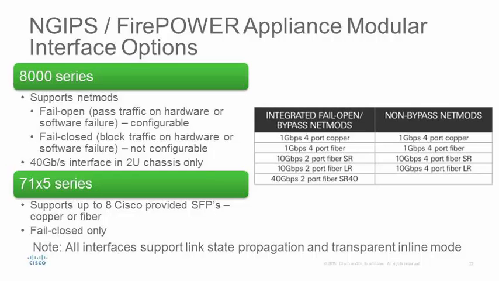The list price is the same, however, so in deployments where any links don't require the configurable bypass capability but do require 10 gigs, you may be able to achieve more desired ports if required for the same price. Netmods of different types may be mixed on a single platform if desired. As noted here, all interfaces support link state propagation so that if link is lost on one interface, it can propagate that link state change to the other interface in the inline pair.